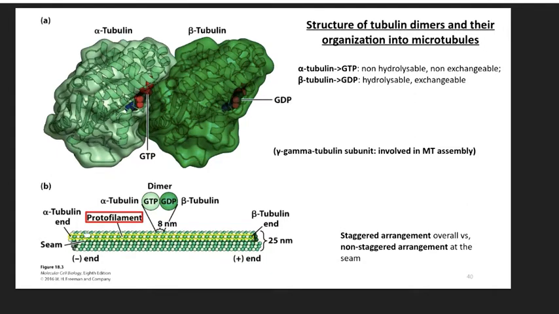One long filament is called a protofilament. At the seam, the arrangement is different versus other cases: staggered versus non-staggered arrangement. At the seam, they are in a non-staggered arrangement, but otherwise they are staggered. So alpha and beta tubulin are close together side by side at the seam, but in other cases alpha is close to alpha, and beta is close to beta.